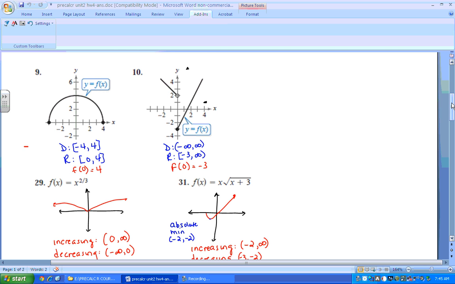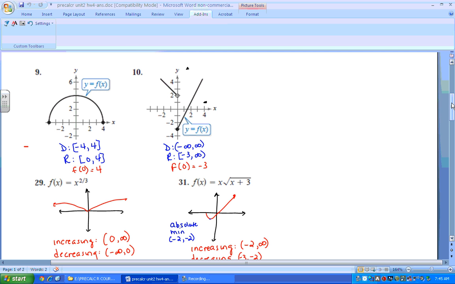Number 9, your domain is restricted from -4 to +4. And your range only goes from 0 to 4. This is part of your circle. This is where you get the radical with the quadratic underneath it. That's part of your circle. And that's where you get your restriction from there.